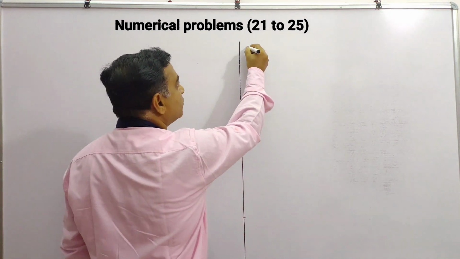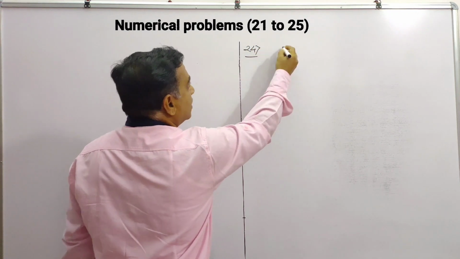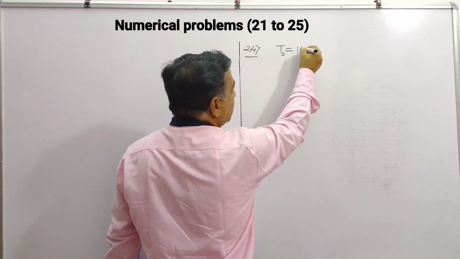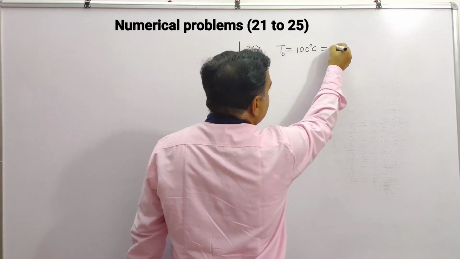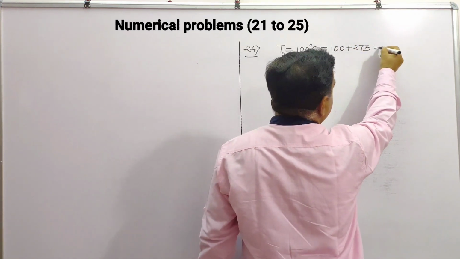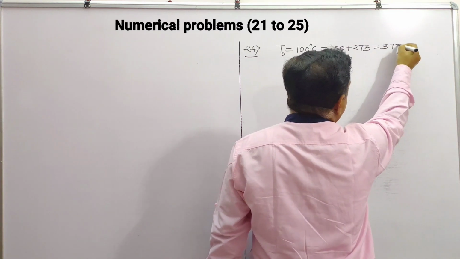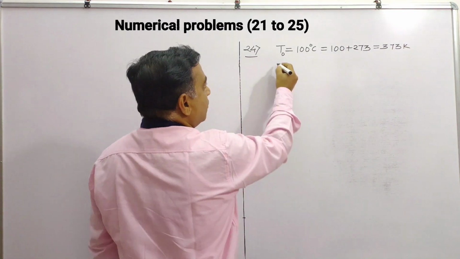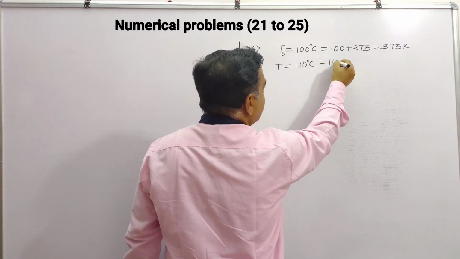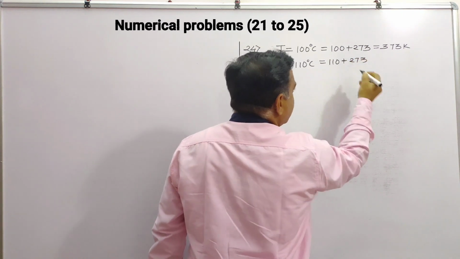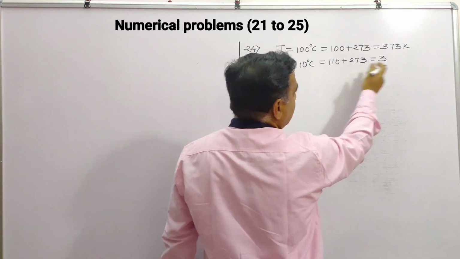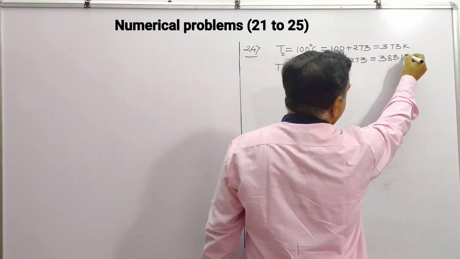Let us start with 24. Here the surrounding temperature is given, that is T0. It is equal to 100 degree Celsius. That means 100 plus 273, that means here it is 373 Kelvin. What about the temperature T of the body? 110 degree Celsius. That means 110 plus 273, it is 383 Kelvin.